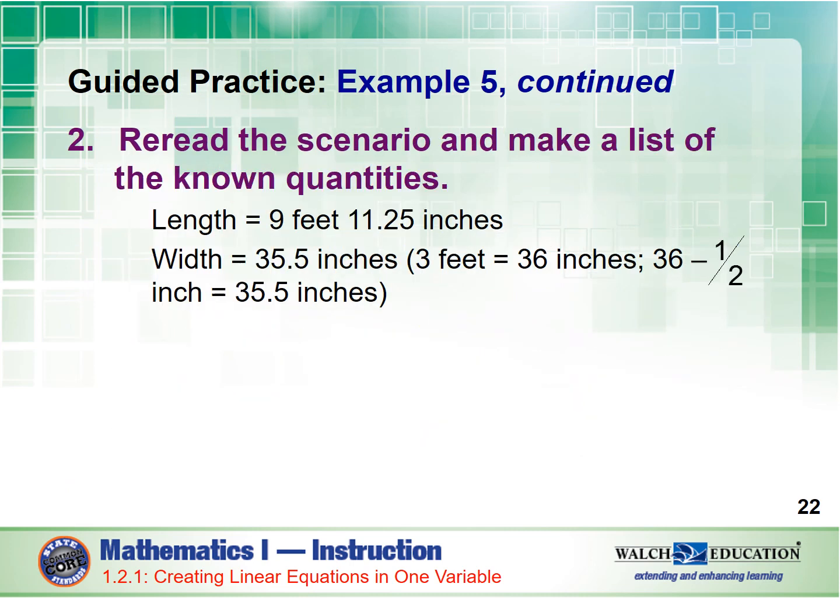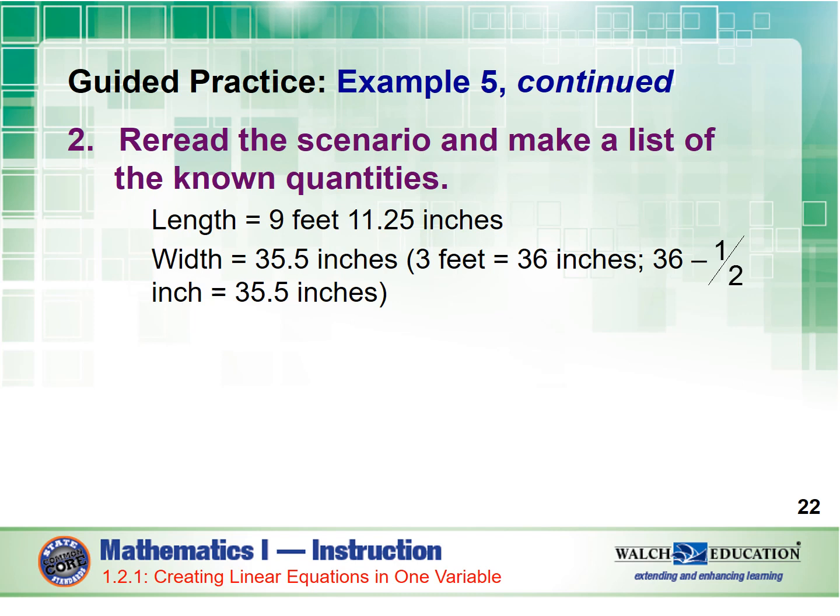Okay, we're going to reread it and make a list of the known quantities. For this example, our length is 9 feet, 11 and a quarter inches. Instead of dealing with fractions, I'm going to deal with decimals because they're easier to work with when you're using a calculator, adding and subtracting, and lining numbers up. So our length is 9 feet, 11.25 inches. 1/4 is the same as 0.25.